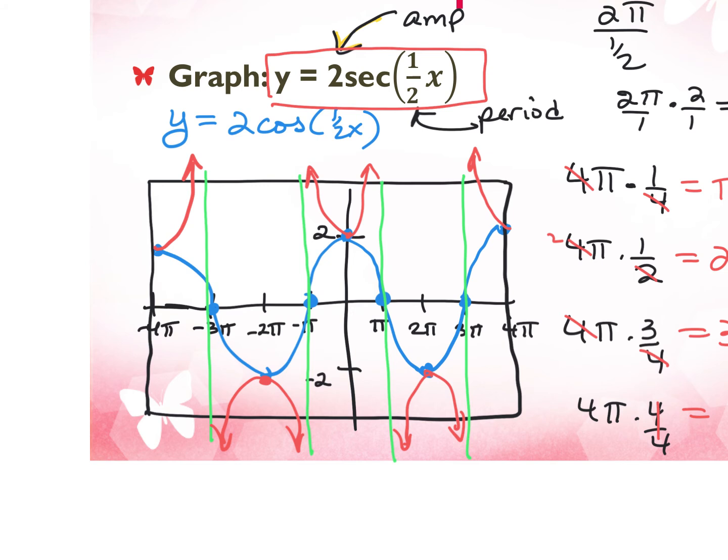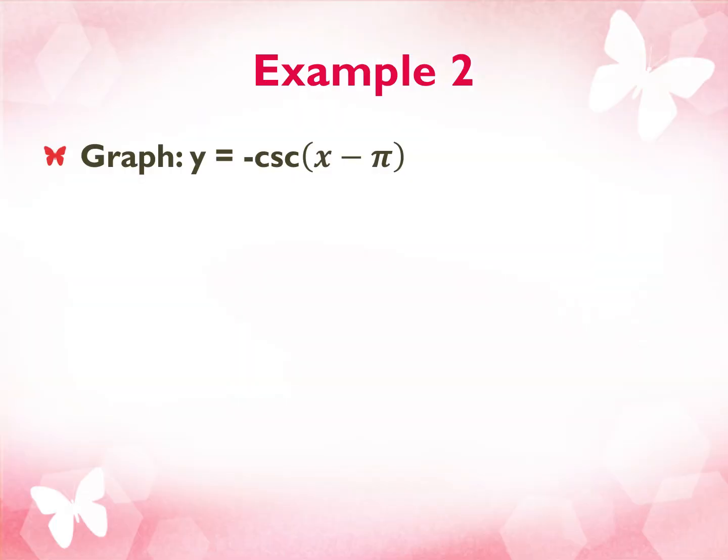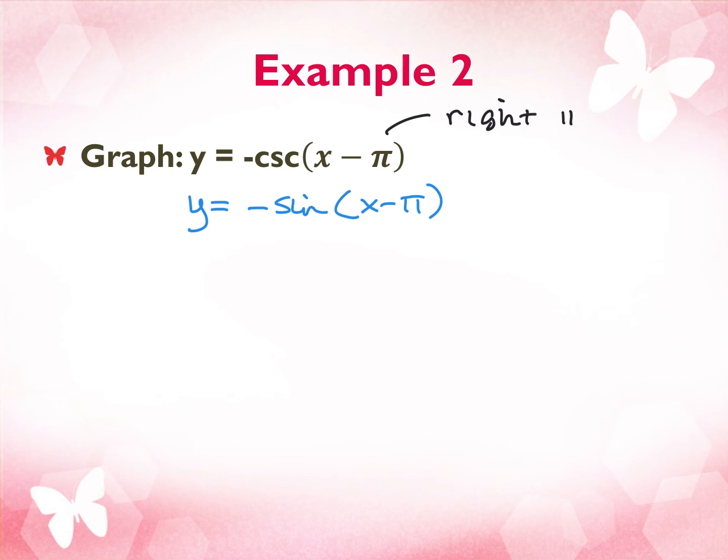Next, we'll do an example of a cosecant graph. So we'll graph the sine graph first. Next, we're going to graph a cosecant graph. Remember, it's based off of the sine graph. So what we have to graph first is y equals negative sine of x minus pi. Now this one is a phase shift. It's shifting it horizontally. I am going to be shifting this graph to the right pi radians, or 180 degrees.